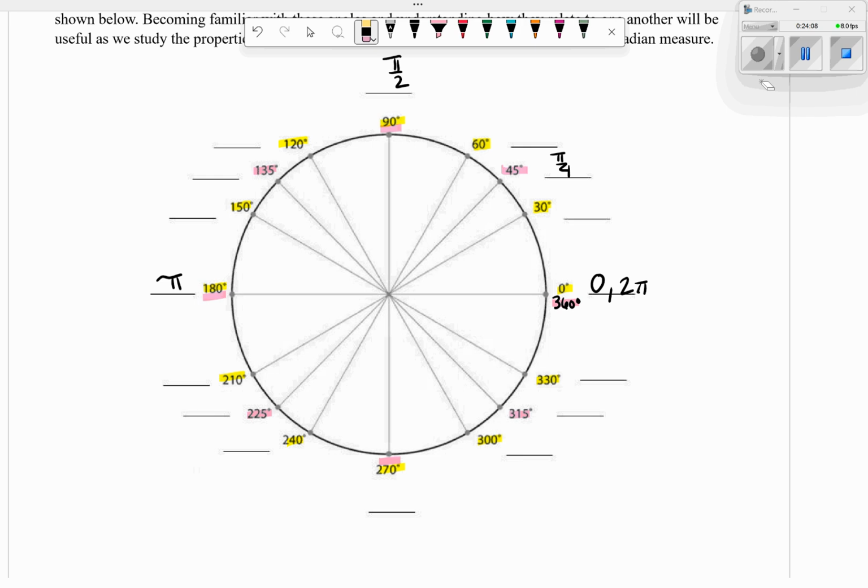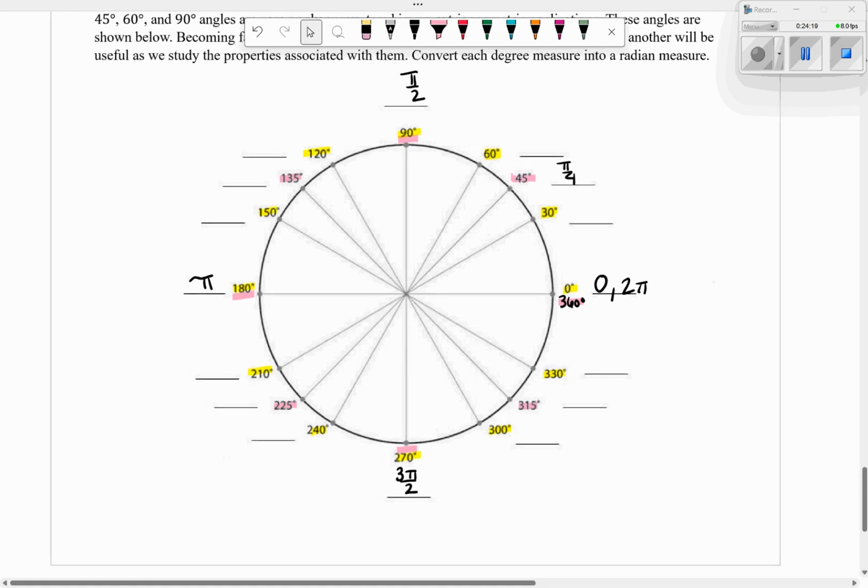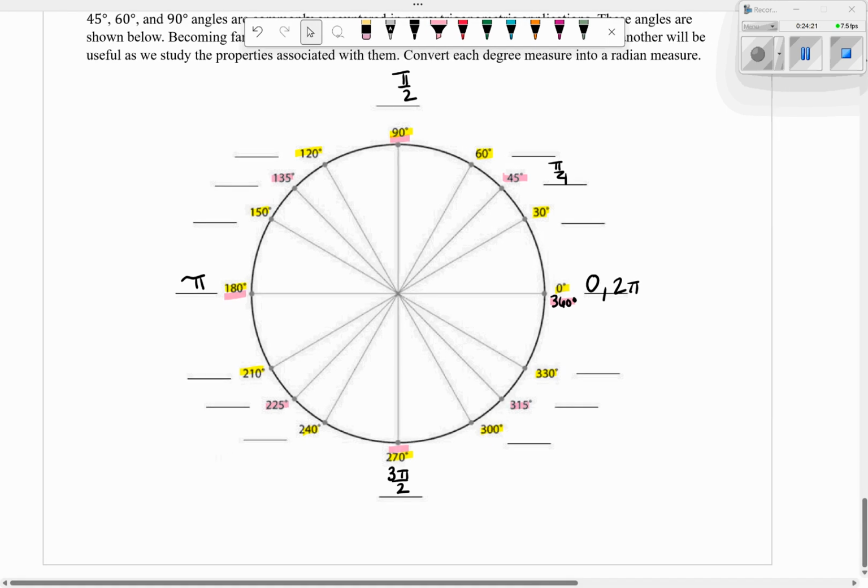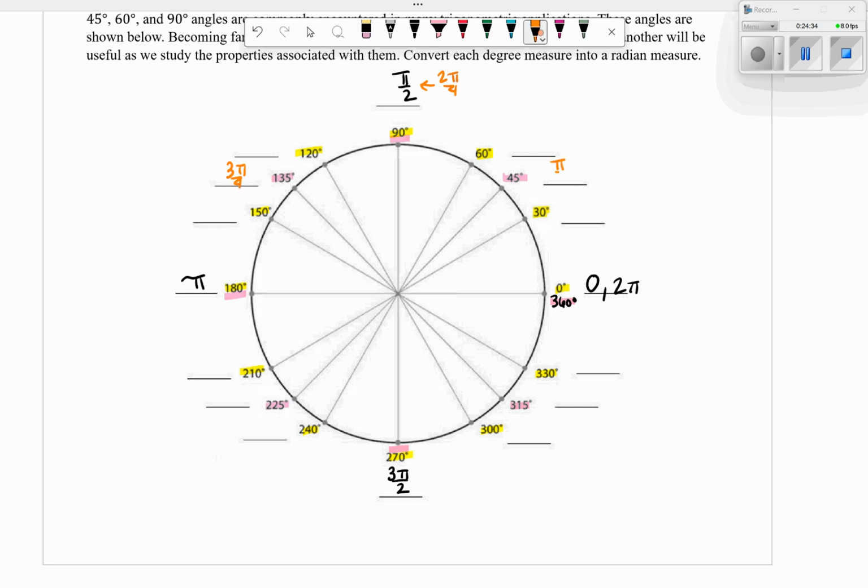For down here at 270, we've already said that that was 3 pi over 2, because if you count by 1 pi over 2, 2 pi over 2, 3 pi over 2, 4 pi over 2 is 2 pi all the way around your circle. So let's think about counting by pi over 4 around my circle. So if I start with pi over 4, this is 1 pi over 4. 2 pi over 4 is pi over 2. Then we have 3 pi over 4, and I'm just going to change this into pi over 4 in orange. Then we have 4 pi over 4, which is pi.